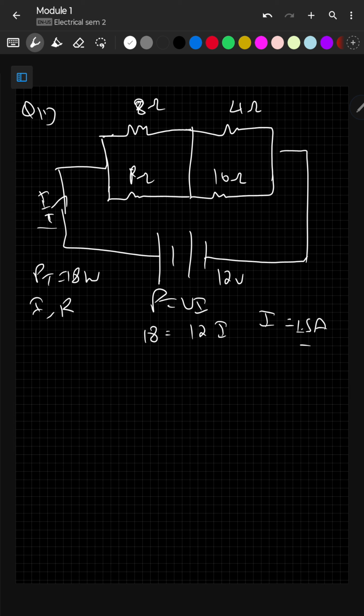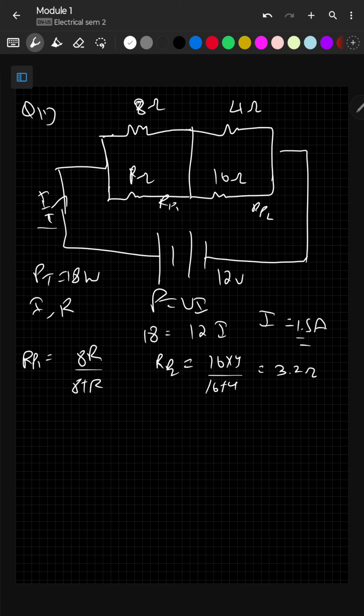Now for finding this one, RP1 I will consider this and RP2 I will consider this. So RP1 will be 8R by 8 plus R. RP2 will be 16 into 4 by 16 plus 4, so 16 into 4 divided by 20. That will be 3.2 ohm. So V equals IR. We have to find the value of R, right? V is 12, I is 1.5.